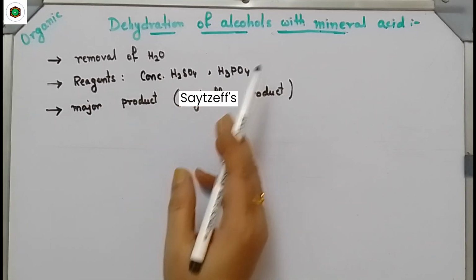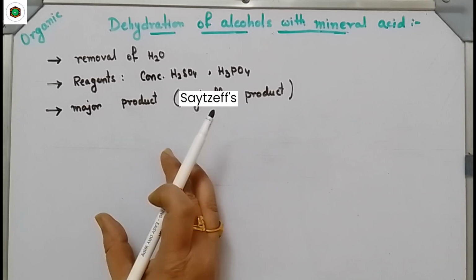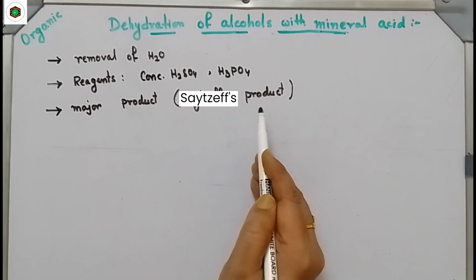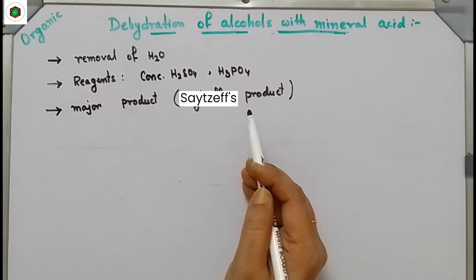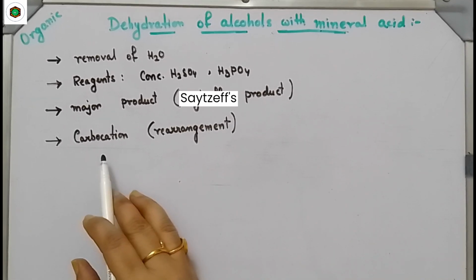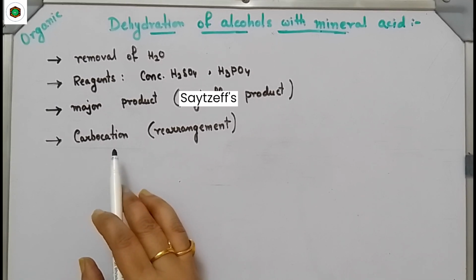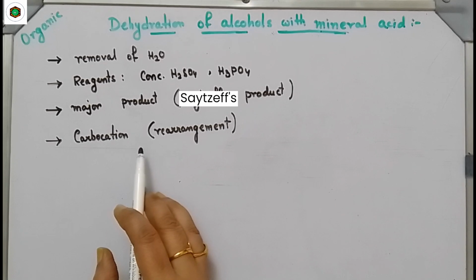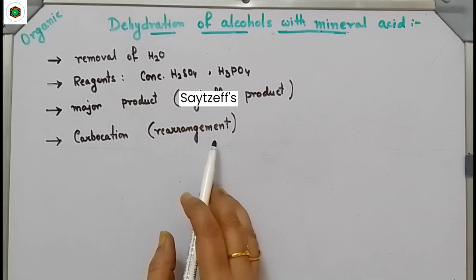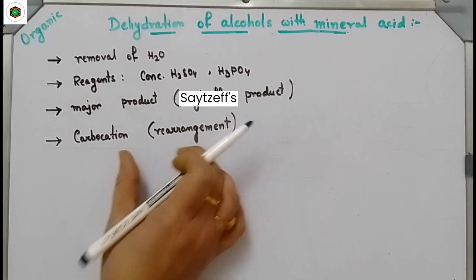By dehydration of alcohol, alkene is generated, and here the major product is Saytzeff's product, which means the more substituted alkene is the major product. Another important point you have to remember: the reaction takes place via carbocation intermediate. So if possible, there is rearrangement of carbocation. While writing the product, you have to think about it.